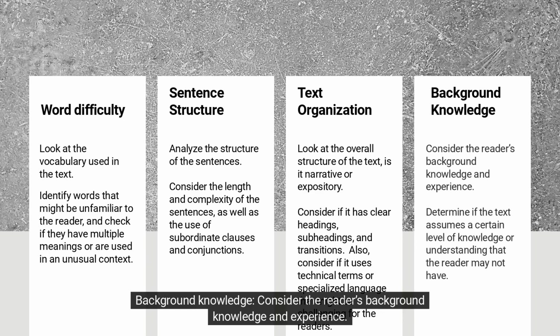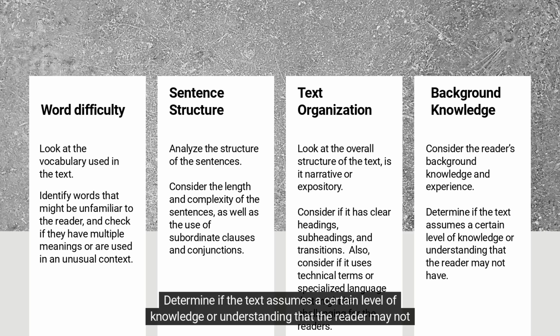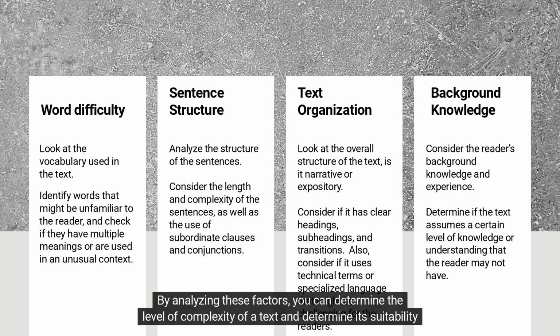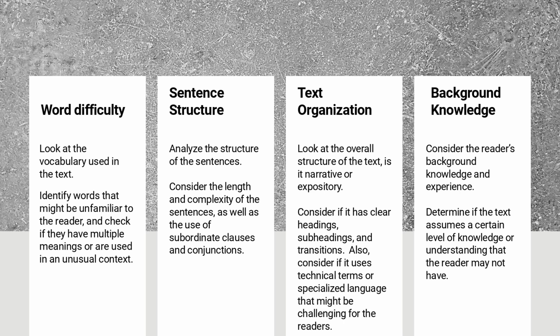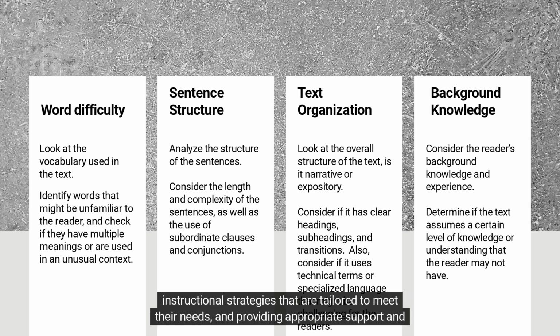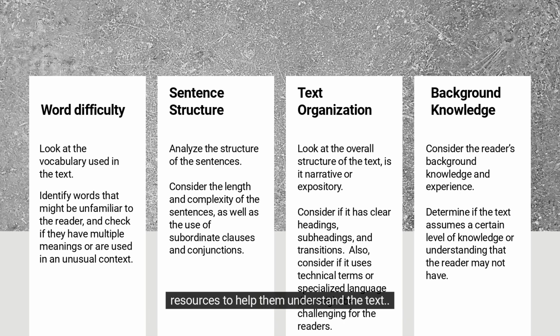Background knowledge: consider the reader's background knowledge and experience. Determine if the text assumes a certain level of knowledge or understanding that the reader may not have. By analyzing these factors, you can determine the level of complexity of a text and determine its suitability for a particular reader or audience. This can help in selecting texts that are appropriate for students at different reading levels, creating instructional strategies that are tailored to meet their needs, and providing appropriate support and resources to help them understand the text.